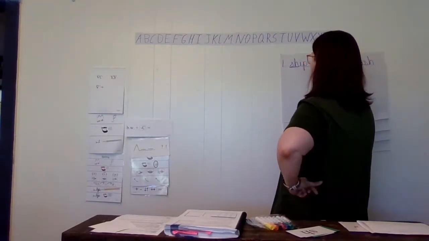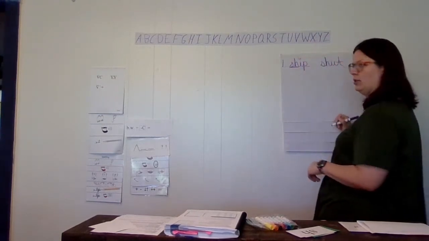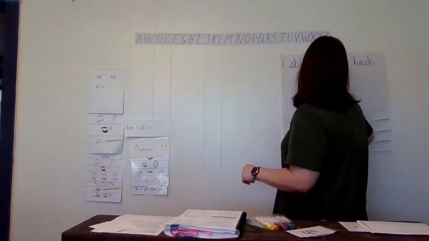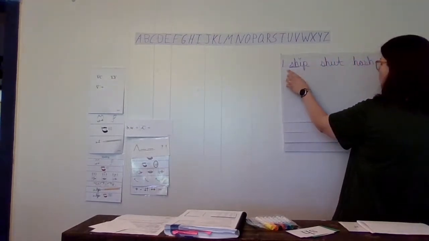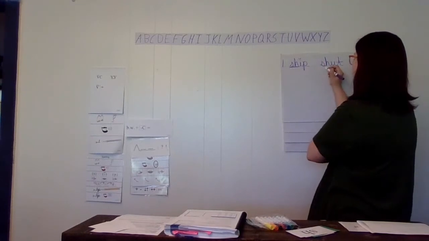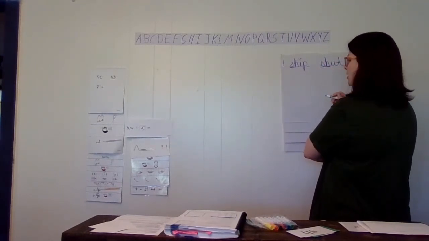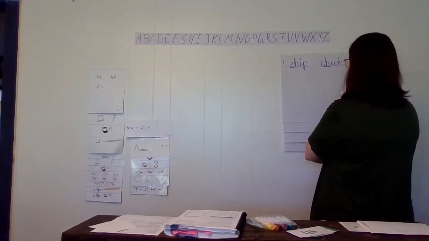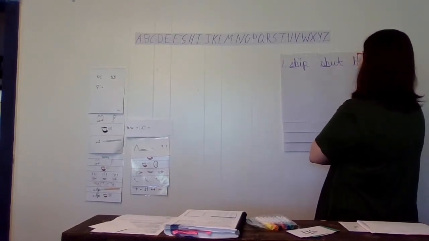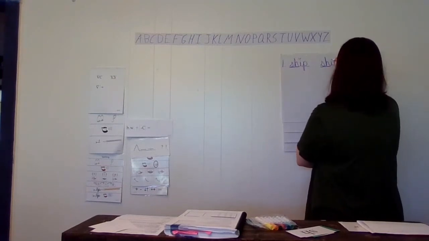A vowel in a closed syllable is short, so we code it with a breve. Remember, our breve looks like a little U. So when we read it as ship, I have another word here. I see that it starts with SH, so I'm going to underline it because I know that SH makes one sound. And then I see a vowel followed directly by a consonant, so a vowel in a closed syllable is short. We code it with a breve.